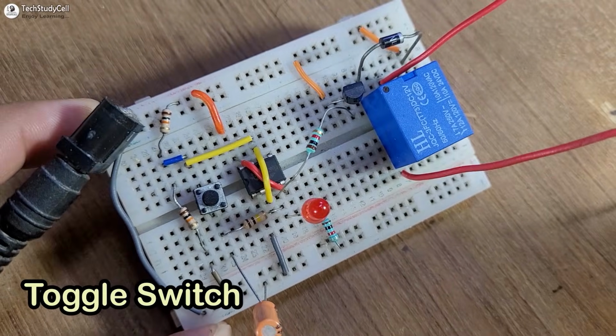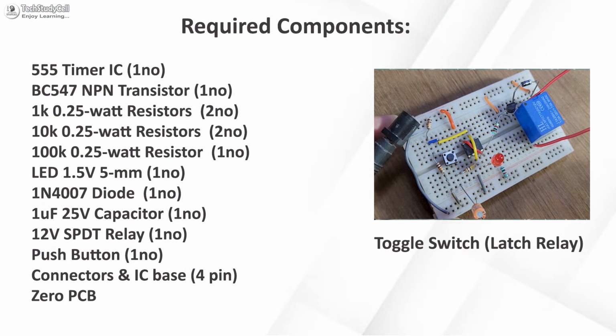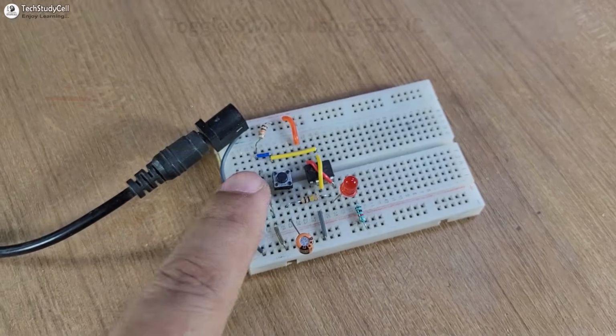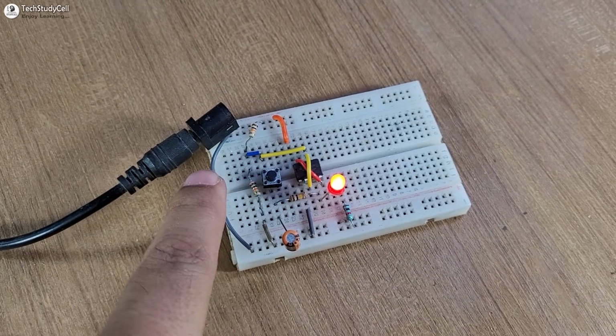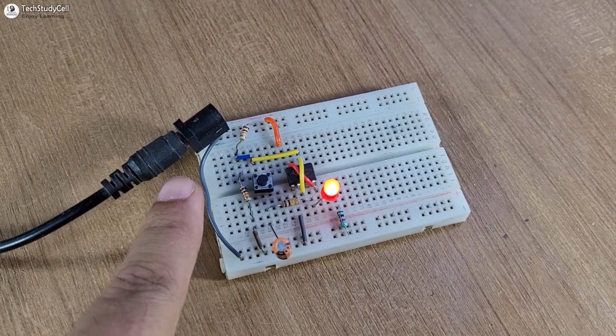First we will make the toggle switch using 555 timer IC, and these are the required components. Here we will make the complete circuit on the breadboard as per this circuit diagram. Now if I press the button once, the LED will turn on. If I press it again, the LED will turn off.